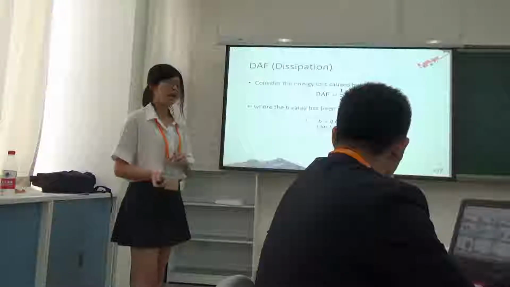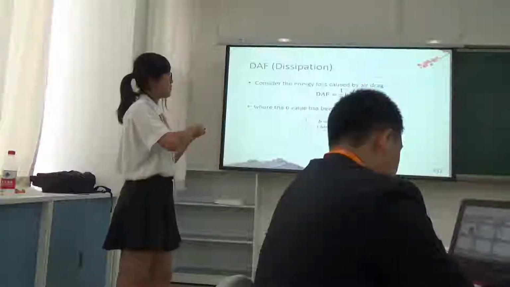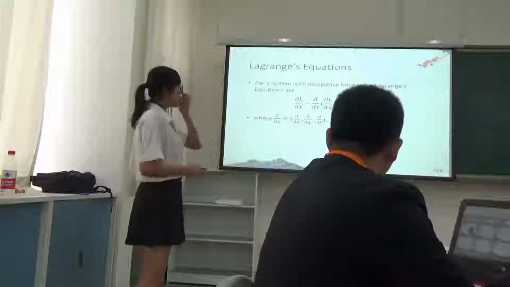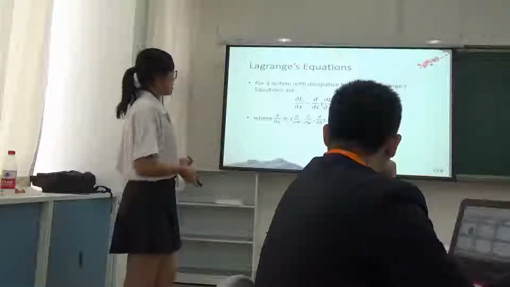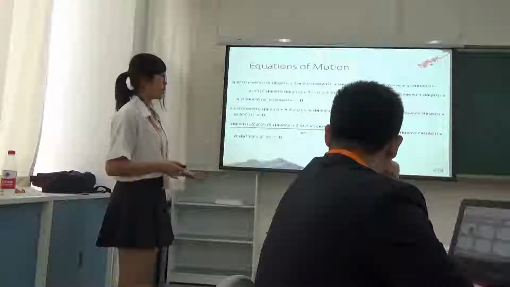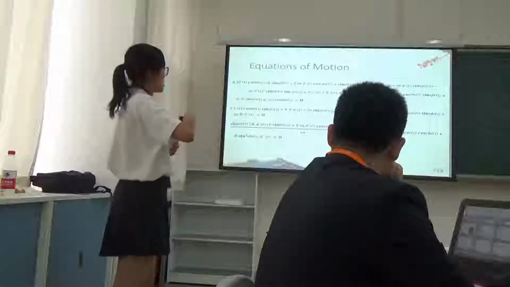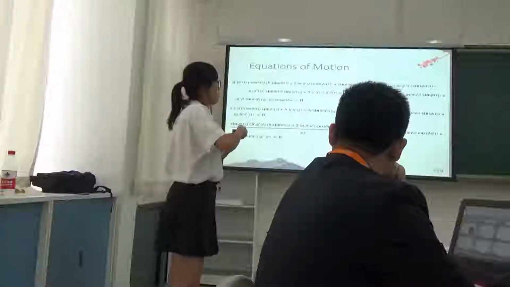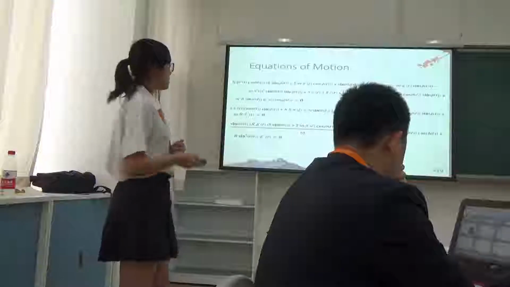For the dissipation, I consider the energy loss caused by air drag, where I measured the values through some experiments and got this value. And by the Lagrange equations, we can get the final equations of motion, which are shown here. You can see it's quite complicated, but there are some important factors such as the mass of the bob and also the initial theta angle and phi angle, which we will investigate later.